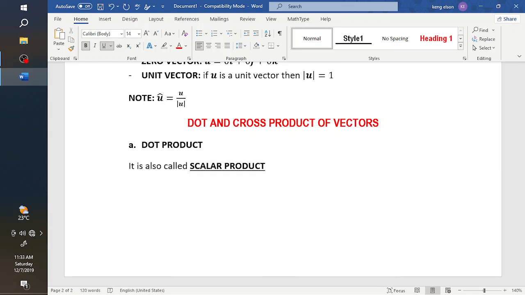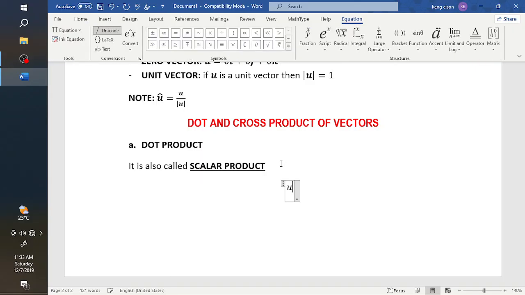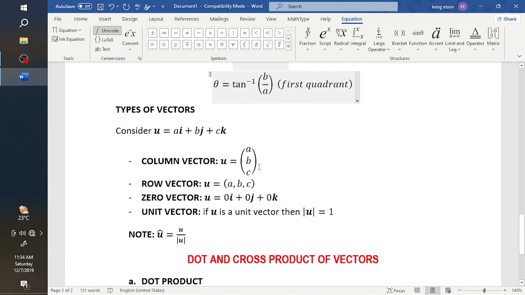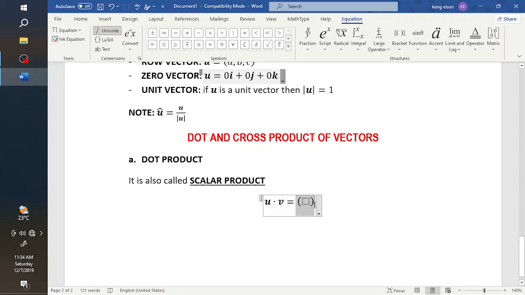We are still dwelling on our two initial vectors u and v. So u dot v is how we represent the dot product: we have u and v with a dot in between. The first thing is that we need to write these vectors in their column form. The vector u was a, b, c in column form, then dot, and the vector v is x, y, z.